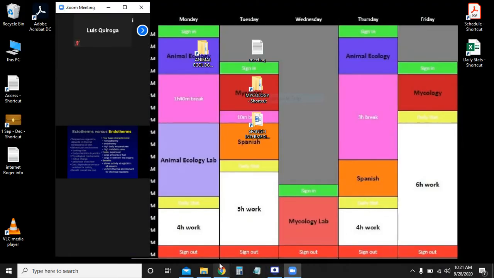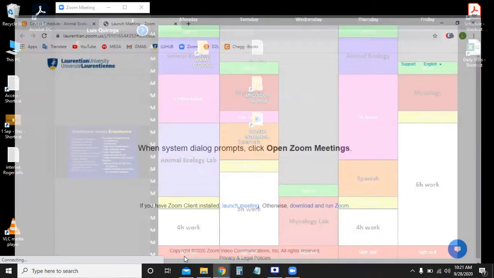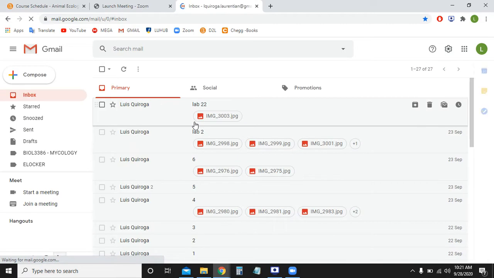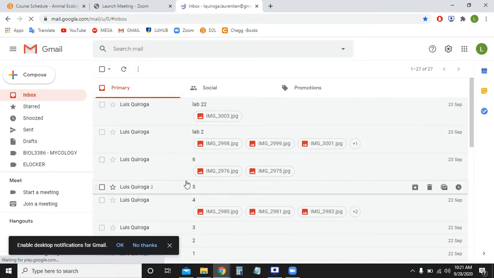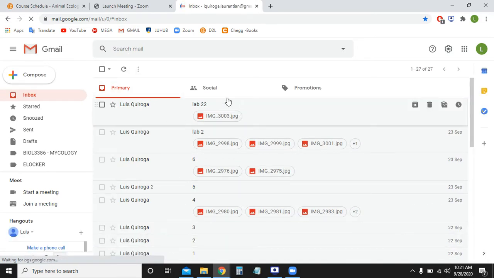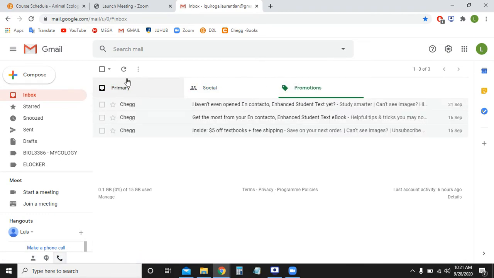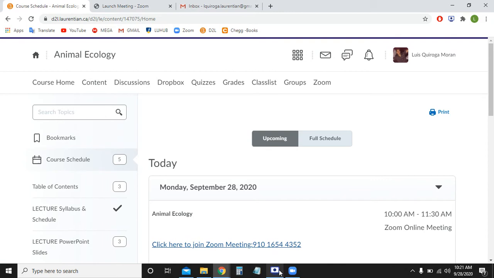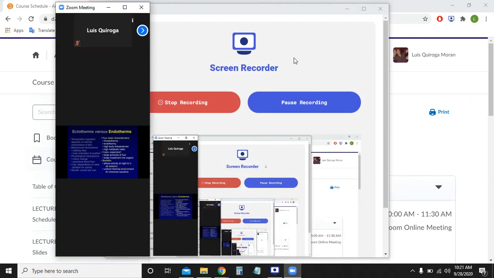For endotherms, right, now we're talking about birds and mammals. So the basic characteristics here, we're talking about homeothermy, which we've mentioned before. So maintain a constant body temperature across a wide range of environmental conditions, compared to ectotherms, which often tend to be poikilothermic, which is variation in temperature of the body, which we talked about last time. Okay, so they're homeotherms.